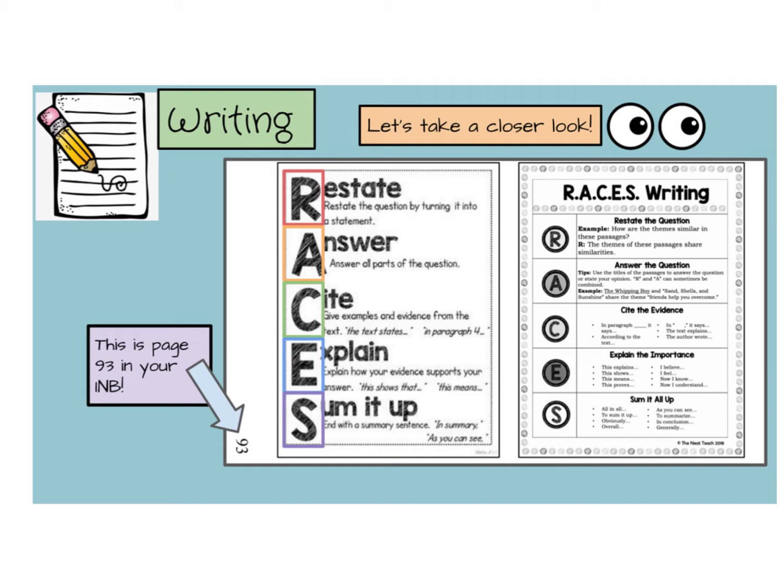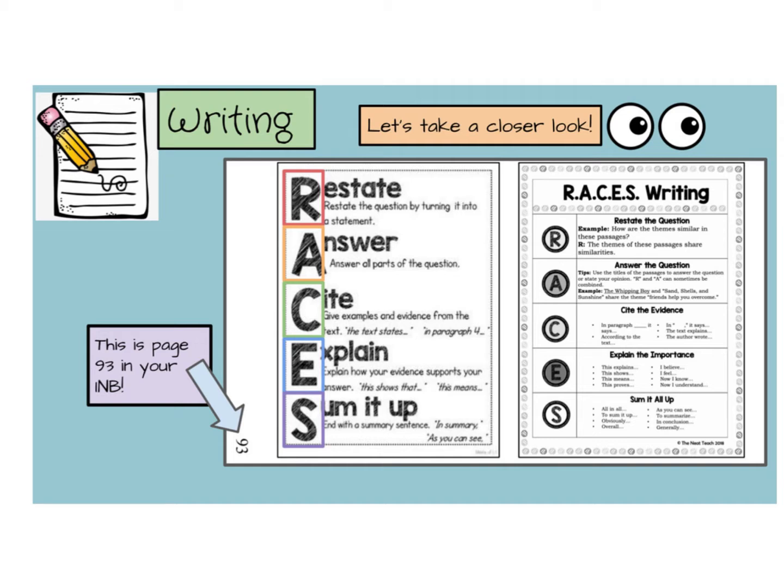And then explain, the E in RACES. Explain how your evidence supports your answer. We always use a sentence starter that says "this shows blank" or "this means blank." And then the S in RACES stands for sum it up. That sounds a lot like a conclusion. End with a summary sentence, and a lot of times growing writers use "in summary" or "in conclusion," or "as you can see." Those are just some ways that you can wrap up your writing.